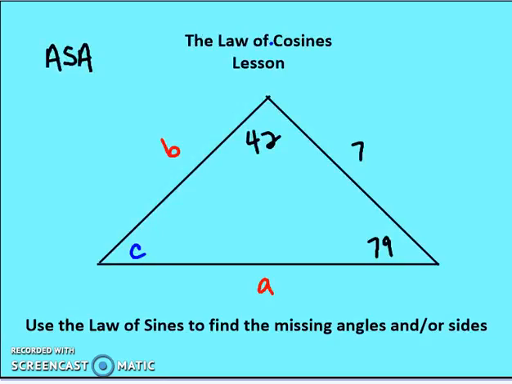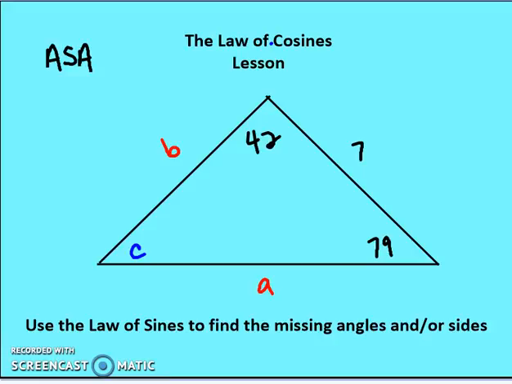Let's take a look at an angle, side, angle triangle, where you're given 2 angles and an included side. I want you to use the law of sines to find the missing angle and/or sides. I'm going to pause here while you figure this out. This is a little bit of review. You're going to use the law of sines, not the law of cosines yet, and we're trying to figure out whether you can use the law of sines or cosines for each identified triangle based on what you're given.